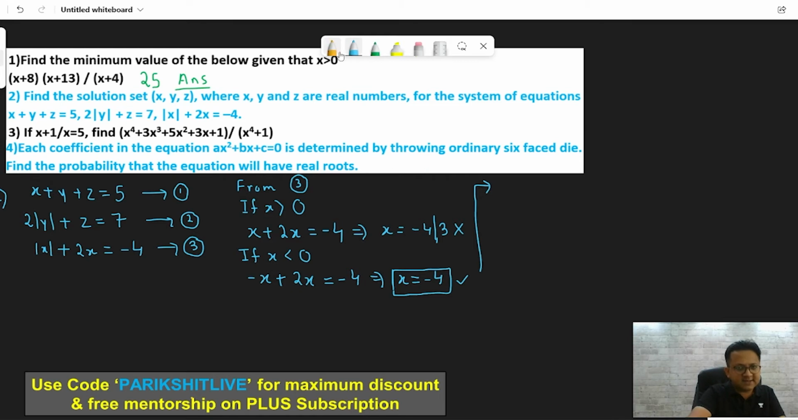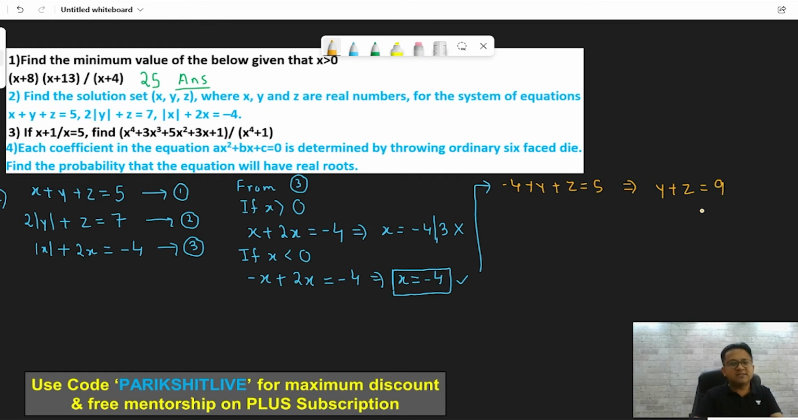Fine. Next. Now that you know x, you can put it in equation 1. So minus 4 plus y plus z is equal to 5, which implies y plus z is equal to 9.